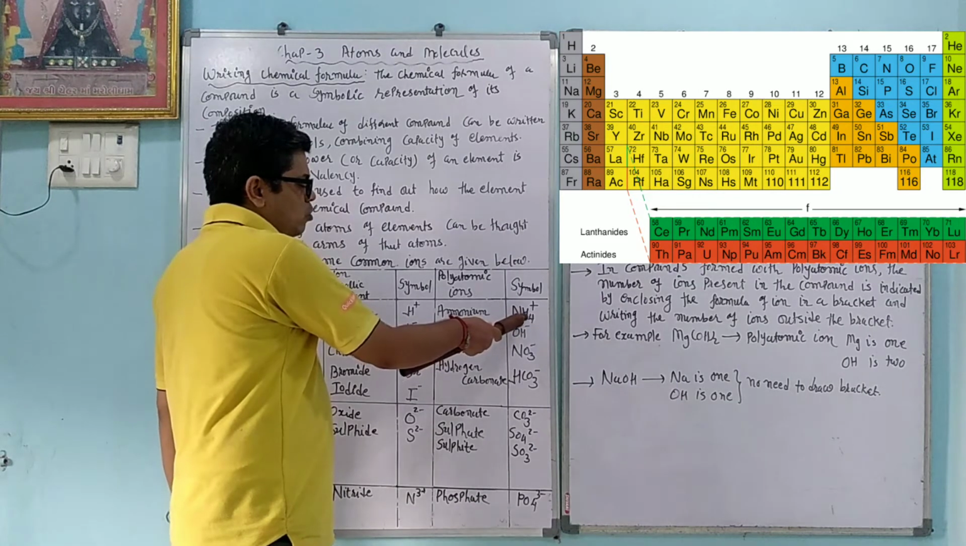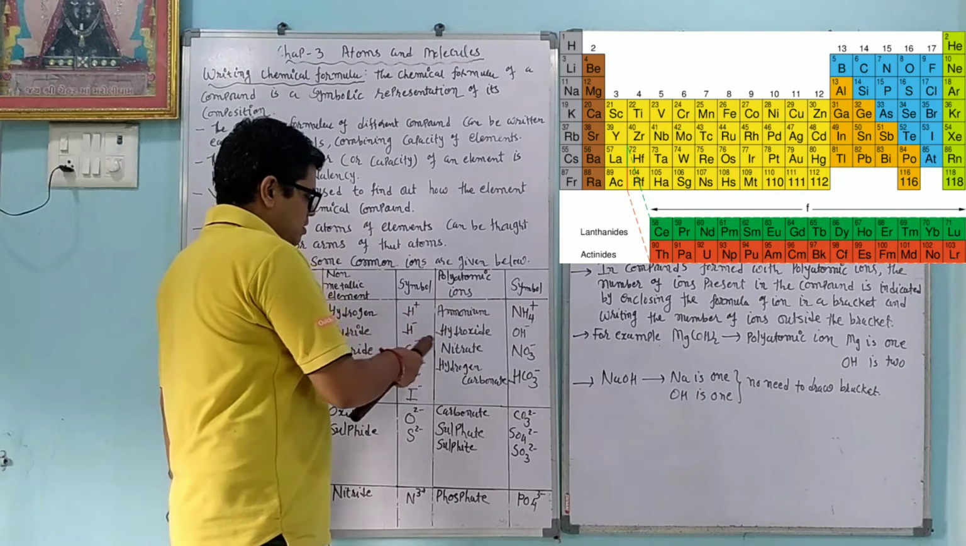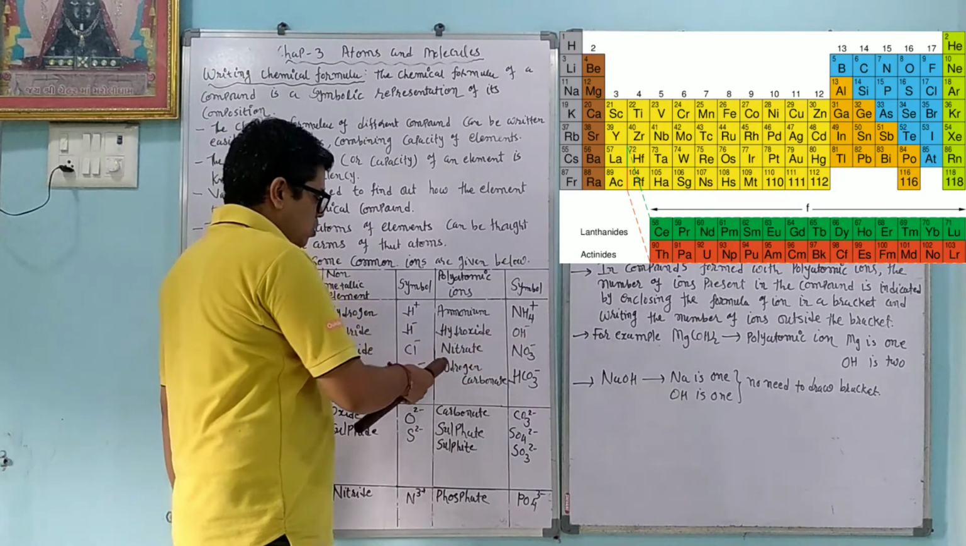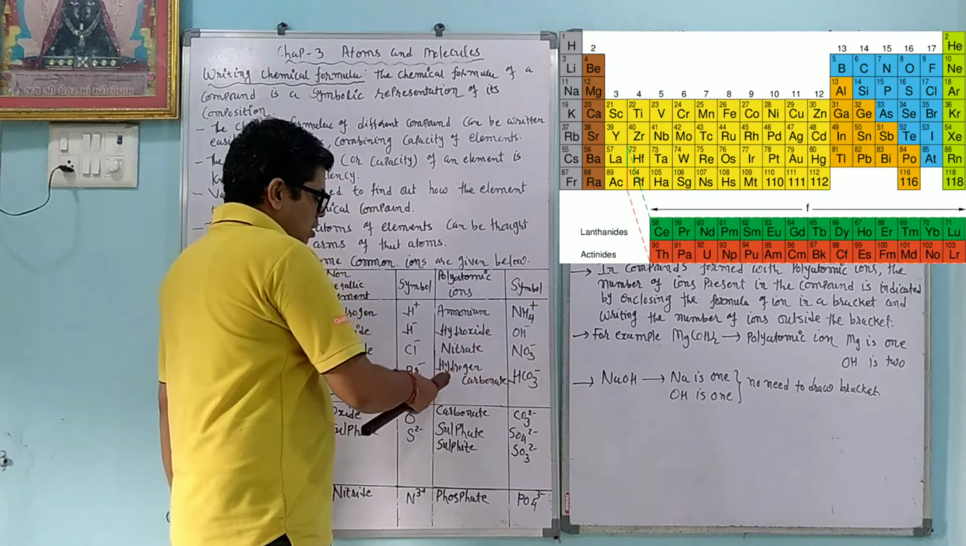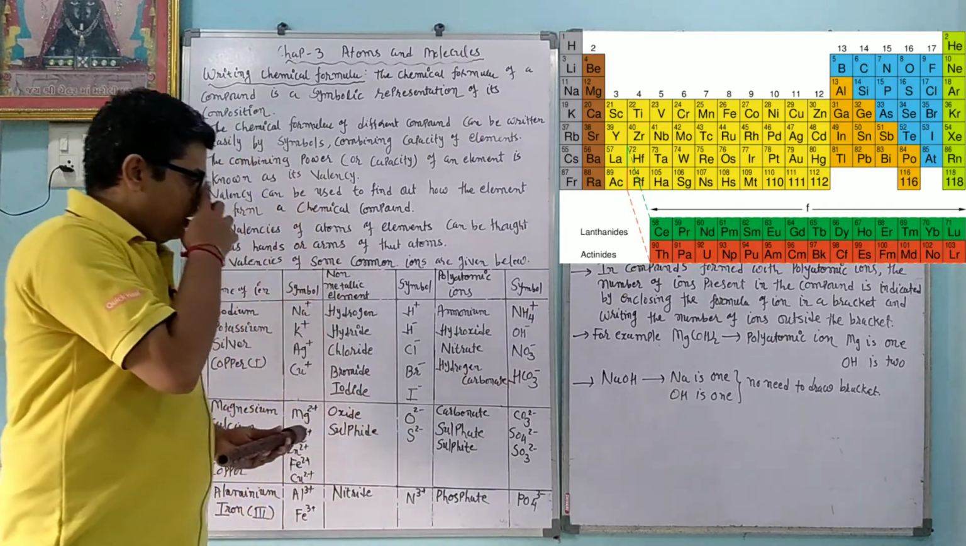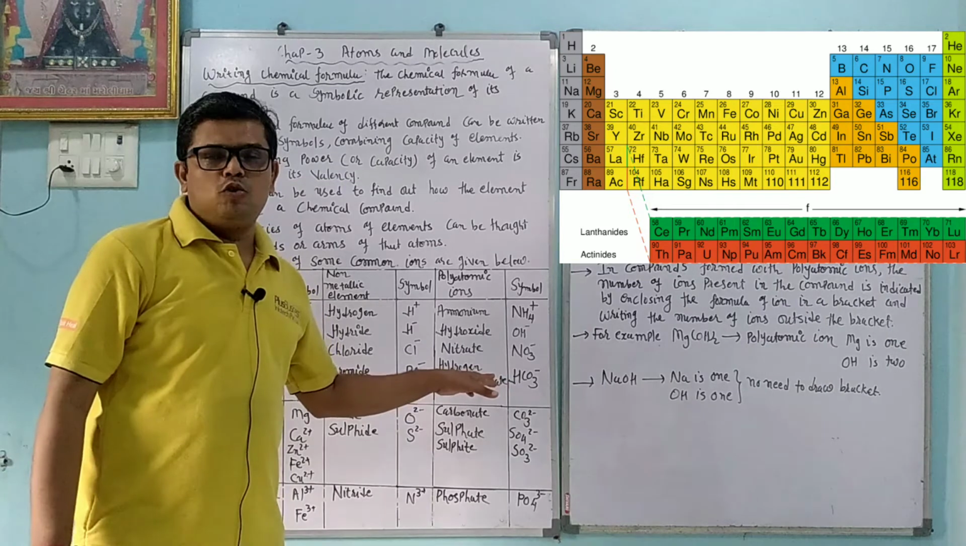4 hydrogen and 1 nitrogen, 5 atoms are present. Okay, so it is the ammonium, polyatomic ions. Hydroxide OH minus ion, minus 1 means 1 electron is more. Nitrate NO3 minus. Hydrogen carbonate, that is HCO3 minus. Okay, dear student, nitrate, after that nitride is also there, that is called NO2 minus.